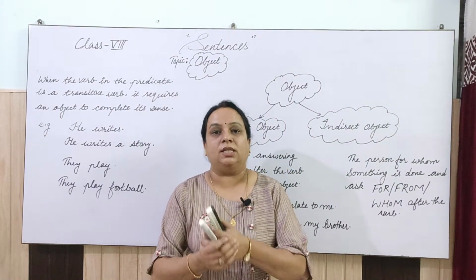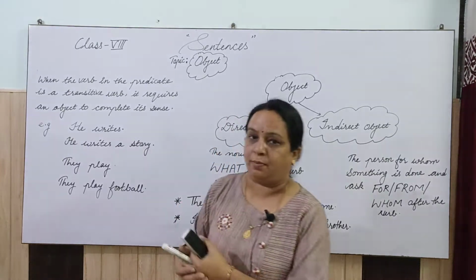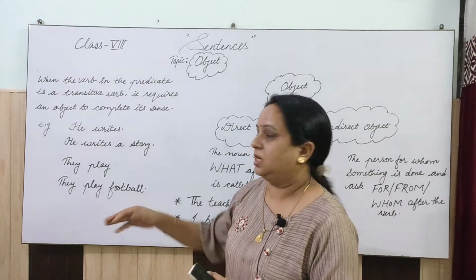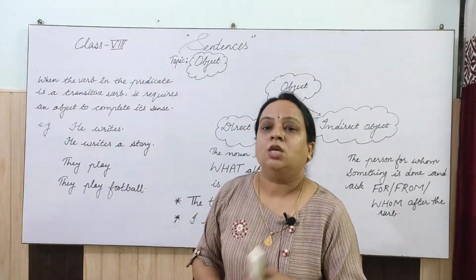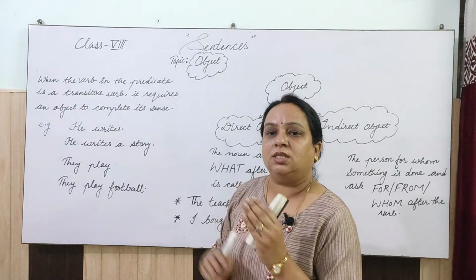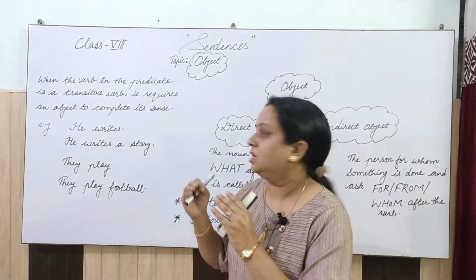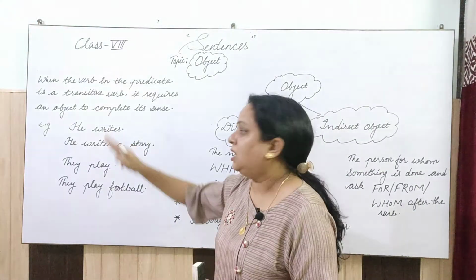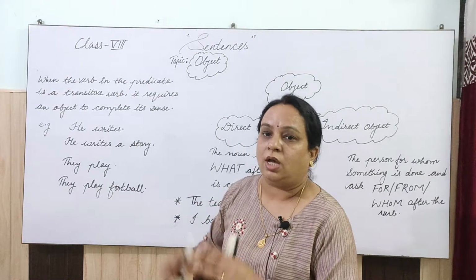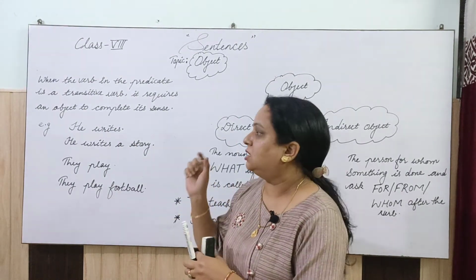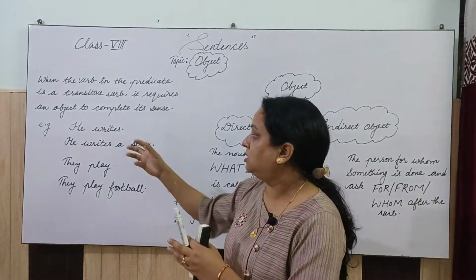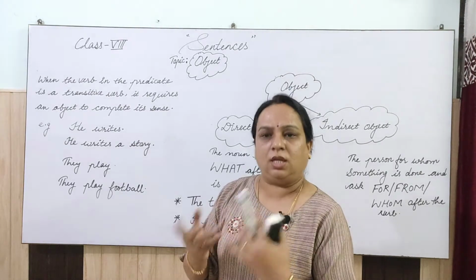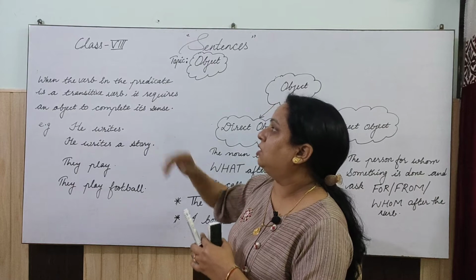Let's understand this with the help of examples. First, I have written here 2-3 sentences. Let's see. He writes. I will ask you, is this a complete sentence? He writes. What is your answer? Yes. He is the subject and writes is a verb, and this is giving a sense, but it is not giving a complete sense, that is, what he writes. He may write a novel, he may write a story, anything, right? So what is the object actually?